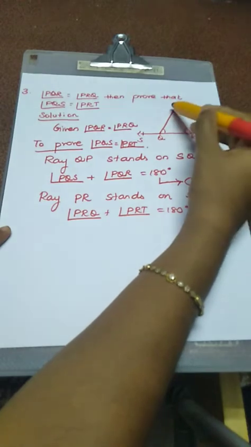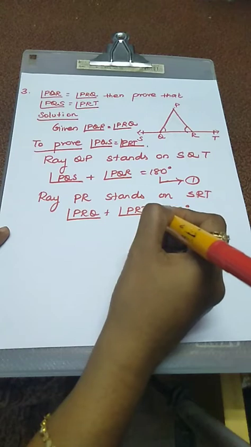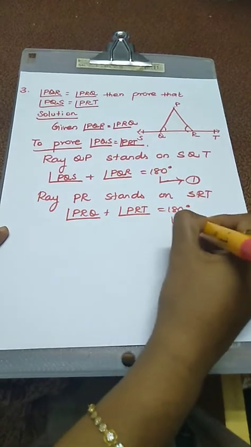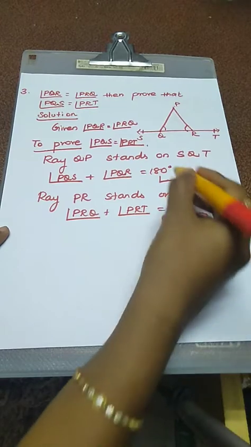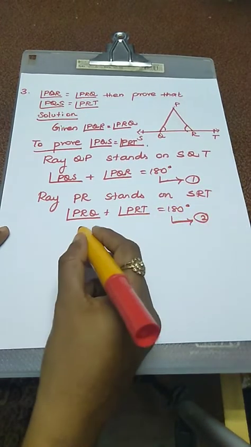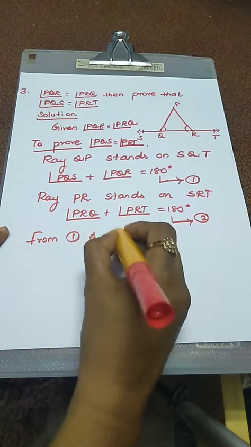Angle PRQ plus angle PRT is equal to 180 degrees. These two conditions are based on the linear pair axiom only. Now look at the first equation and the second equation. The RHS values are equal, so we have to equate the LHS. From 1 and 2.